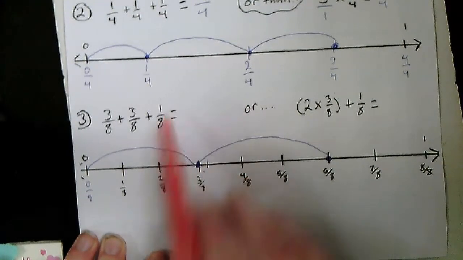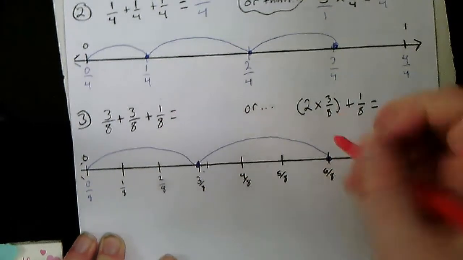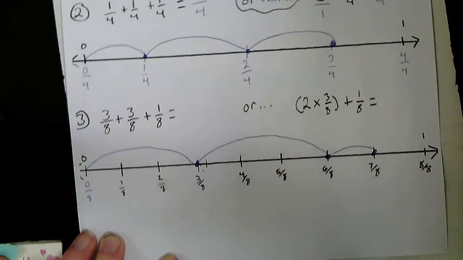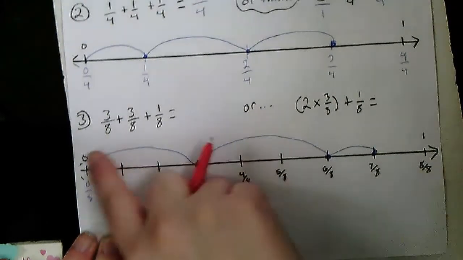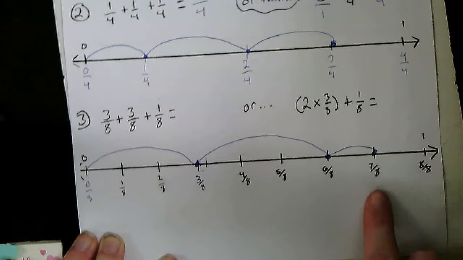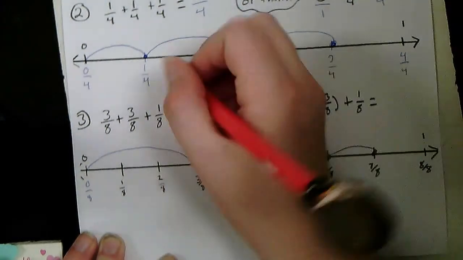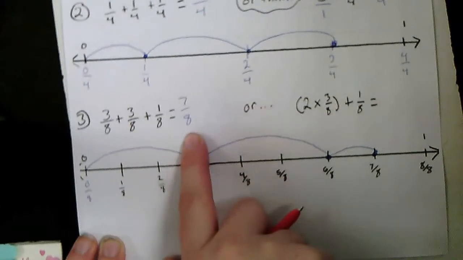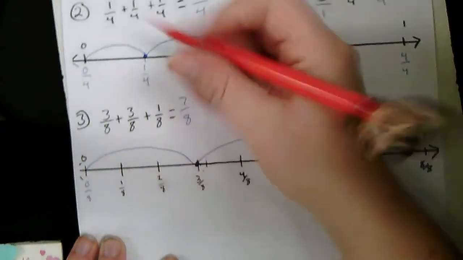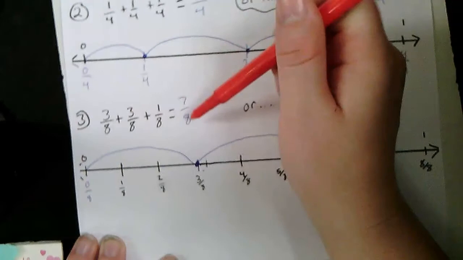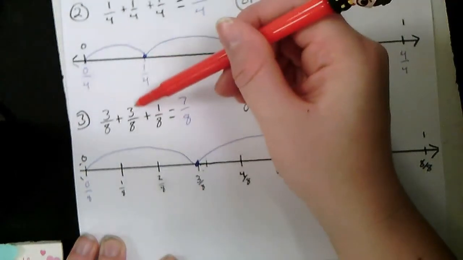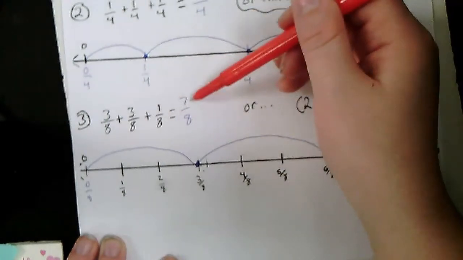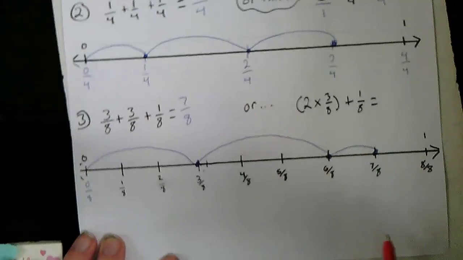And since there's only a 1 in my numerator, I only need to jump ahead 1 space on my number line. And you can see that since I have nothing left to add, my final answer is going to be 7/8. Again, my denominator is not changing. And I can also find the answer by just adding up my numerators as well. So I have 3 plus 3, which is 6, just like we had here, 6/8. And then add 1 more, and I get 7 for 7/8.